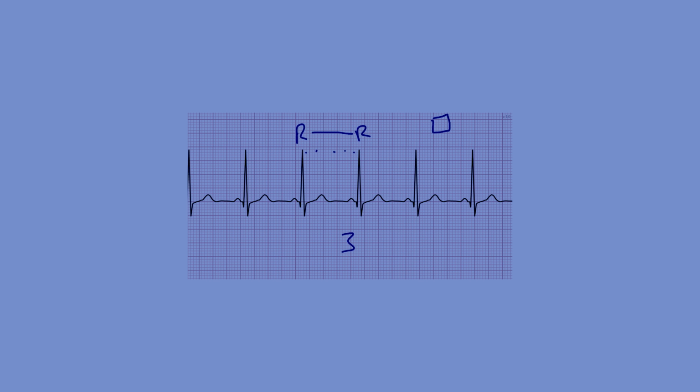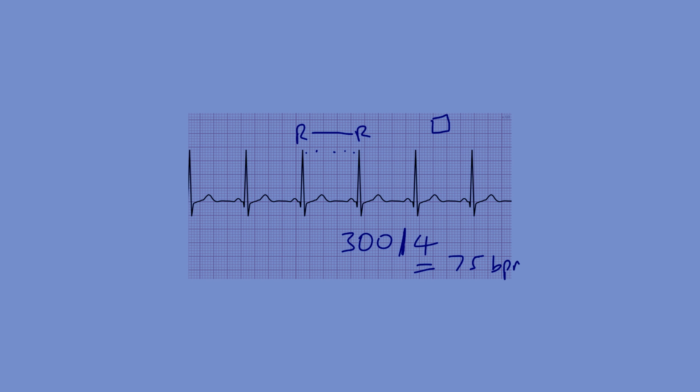So what we do is we take a constant of 300 and divide it by the number of big squares between the two R waves. This is going to be 4, so that will give us 75 beats per minute. And you can do that for any ECG. If it's a really tachy ECG, then you're going to divide by 2 or 1, and then you know that you're really going to call for help if it's that quick. But if it's a slower rate, then you can do that. And we'll practice this shortly in a few example ECGs.